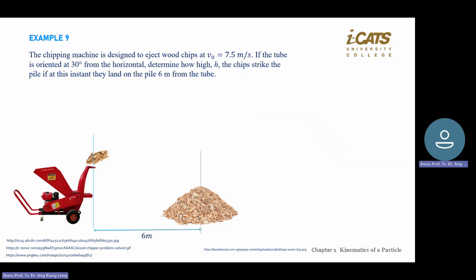If you look at the tutorial question, you're given the distance between the machine and the pile, or your objective, which is 6 meters. Meaning you can see this problem as if you throw a stone and it hits the target 6 meters ahead. Just now the height was given, and now you need to find the height.